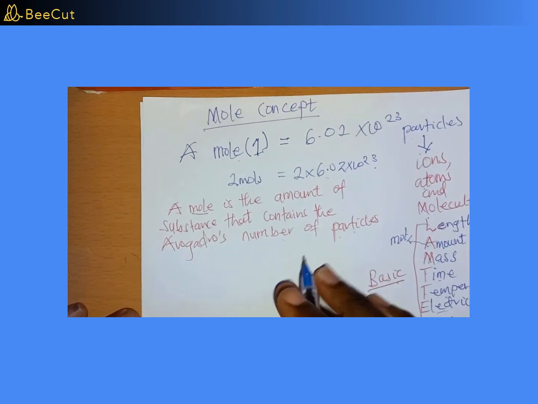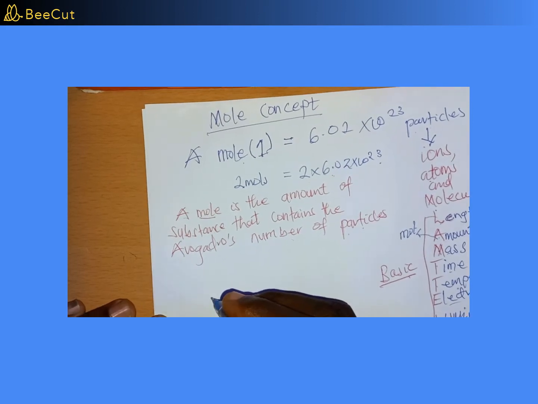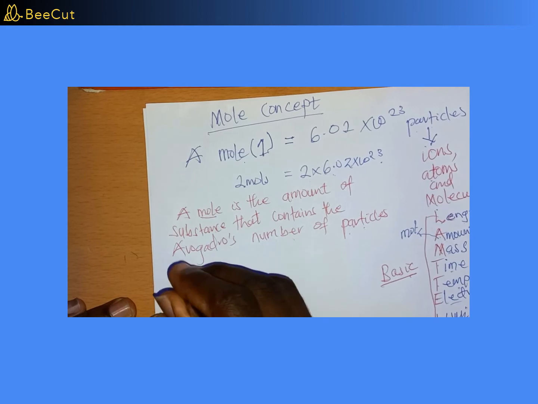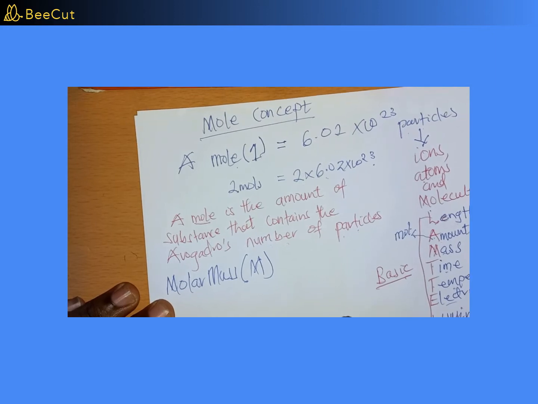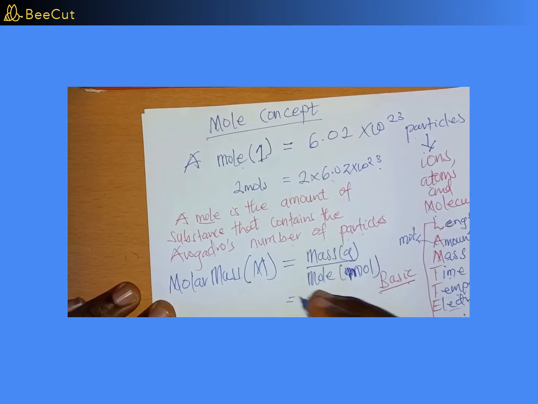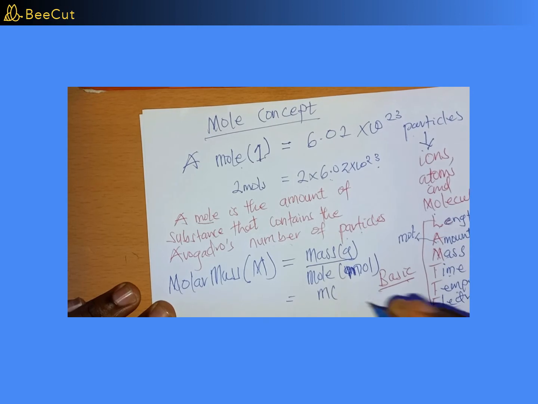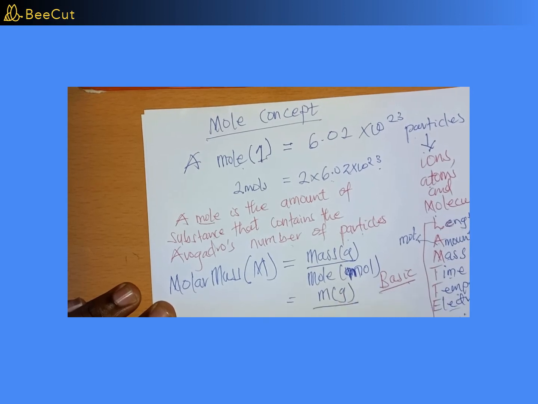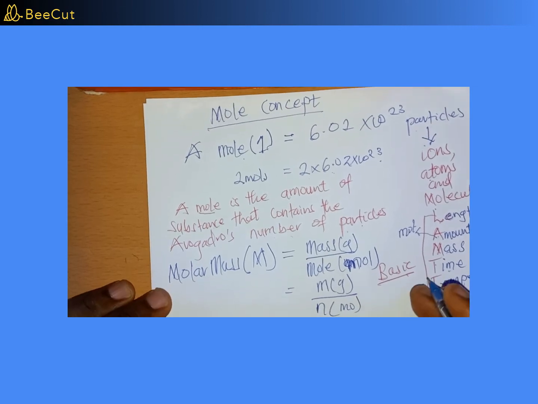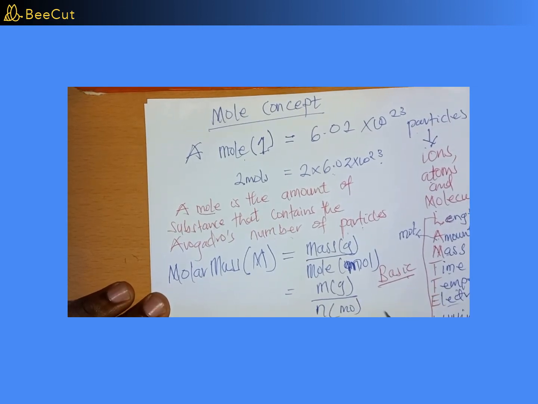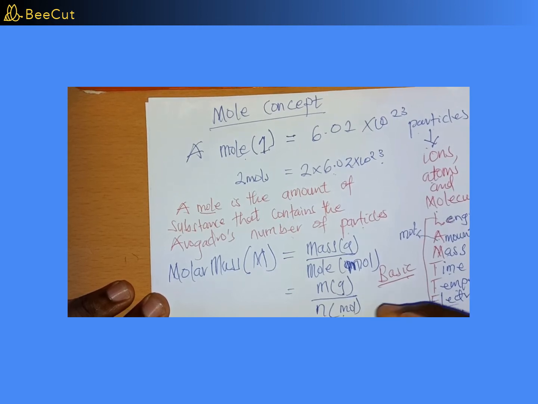We will also look at molar mass. As I said, we are going to look at the calculation aspect of this concept. The next one is molar mass. Molar mass is the mass of 1 mole of a substance. It is written as M in brackets, grams per mole. So when they ask you what molar mass is, it is the mass of 1 mole of a substance.